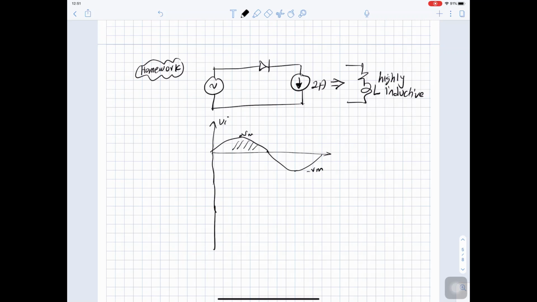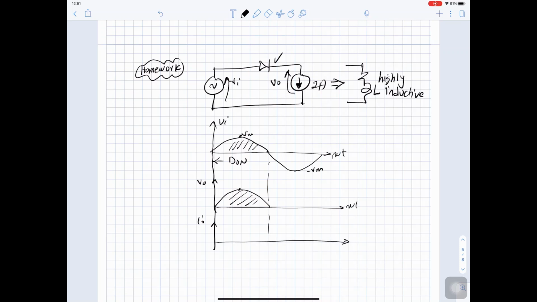So when the input is positive, this diode will be on, which will have V out equal to Vn, and I out is constant because we have a current source at 2 ampere. So at this point you have current, so the diode cannot turn off.